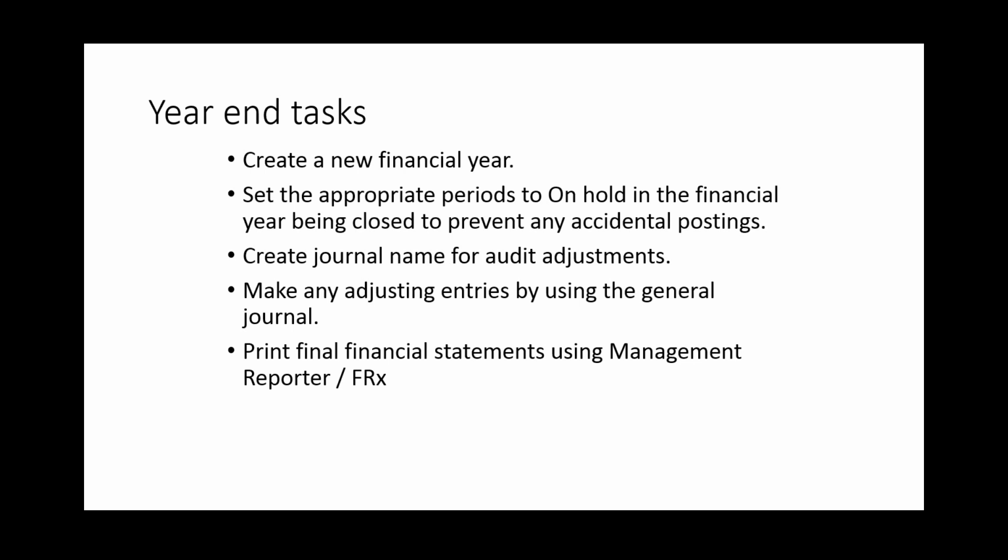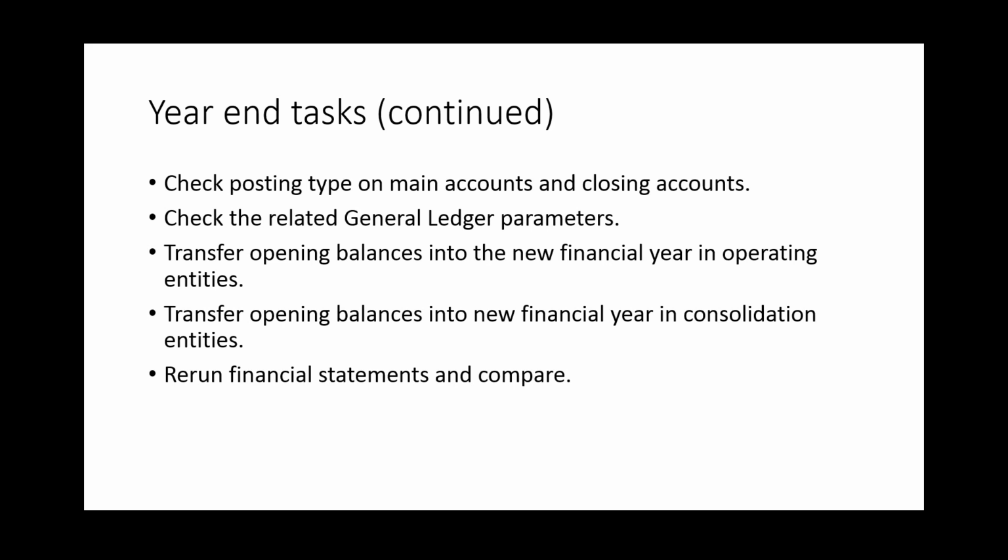And those adjustments you just do using a normal general journal. After that, you'll go through and you'll print all your financial statements. So generally, you'd use your Management Reporter or FRX, or if you're using Board or QlikView, wherever you normally print out your profit and loss and balance sheet, you would go through and print those out. Some of these tasks you don't have to do in the specific order. It's just the order that I've chosen. So you may already have your financial reports at the beginning. That's fine.